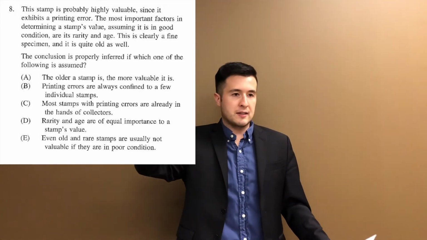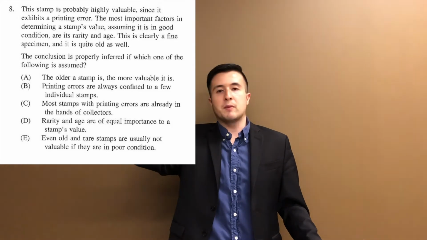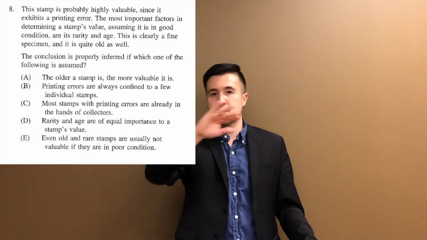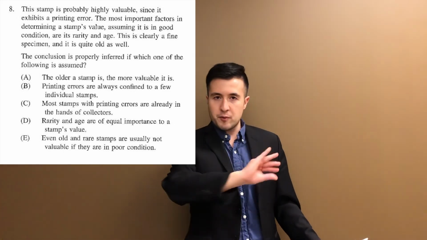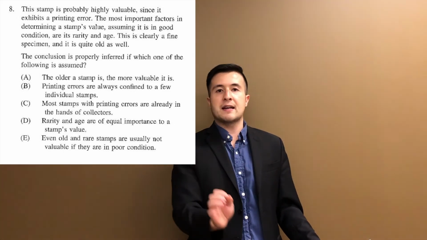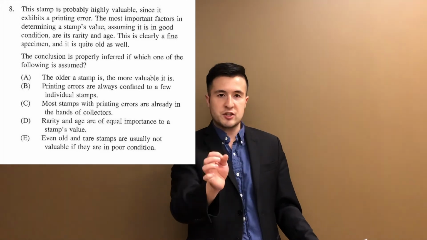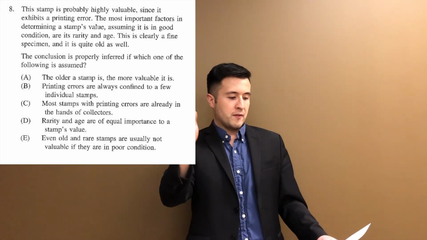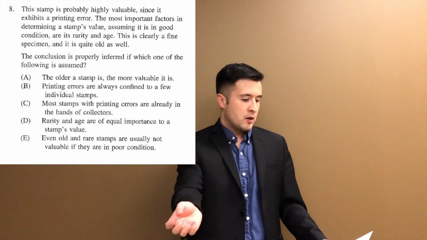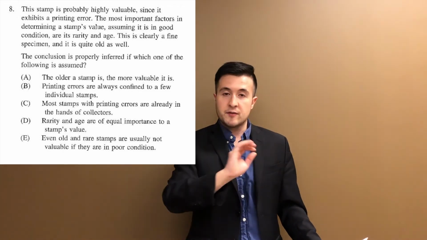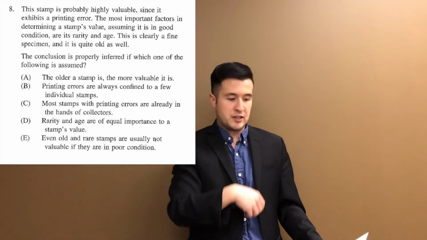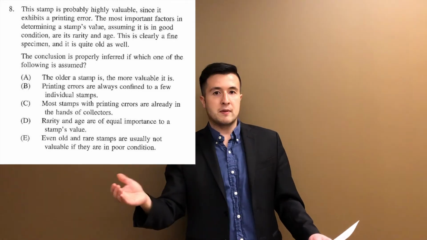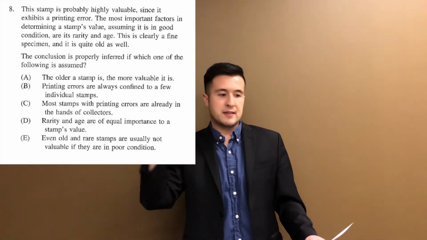So the conclusion in this argument is the stamp is probably highly valuable. One of the supports or premises in this argument is it exhibits a printing error. The other premise, or one of the other supports, is that if the stamp is in good condition, the most important factors in determining its value are its rarity and age. And finally, the stamp in question is a good specimen, so we know it's in good condition, and it is quite old. Let's look at the premises and see what's missing to get to the conclusion.